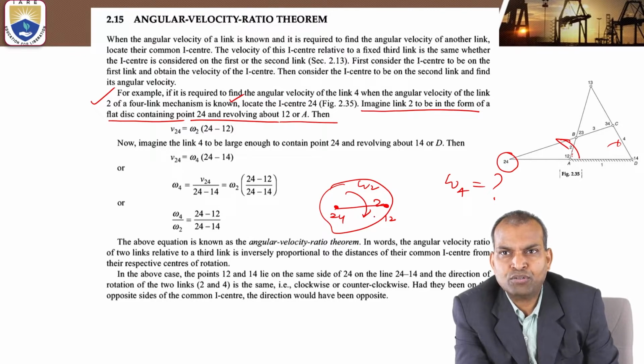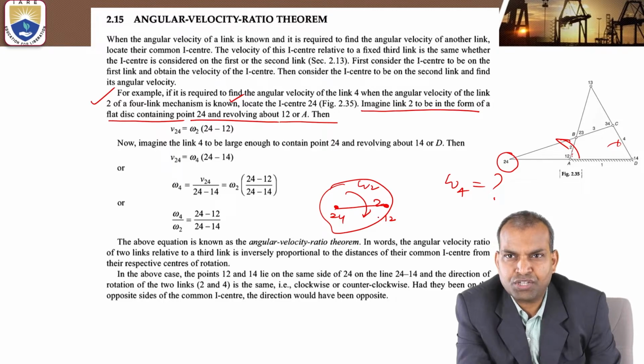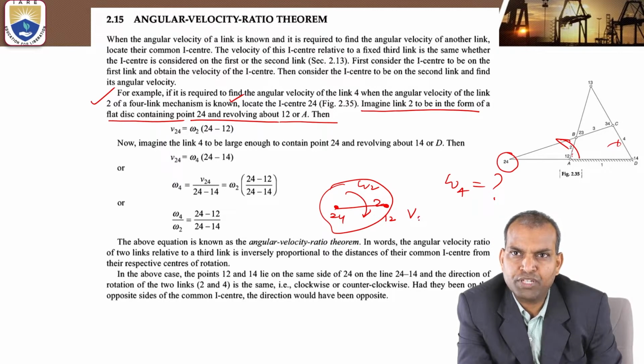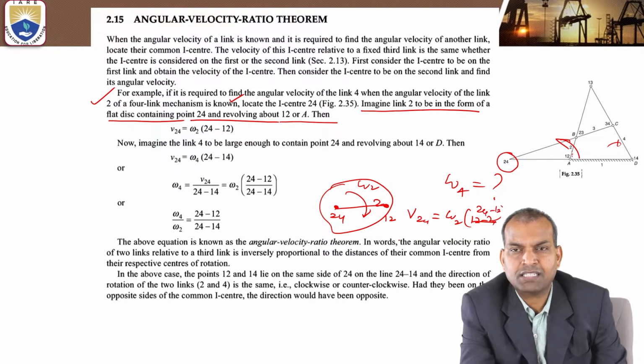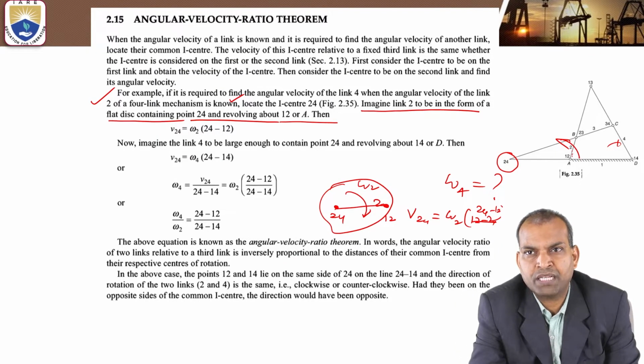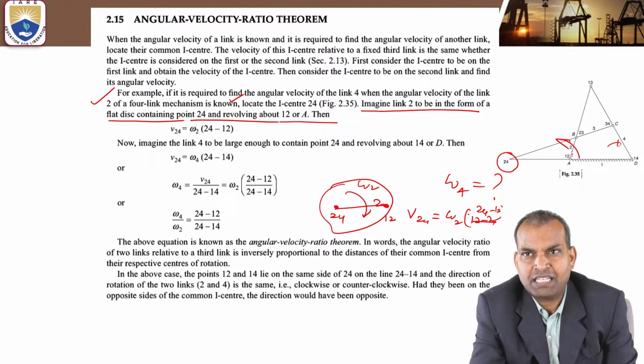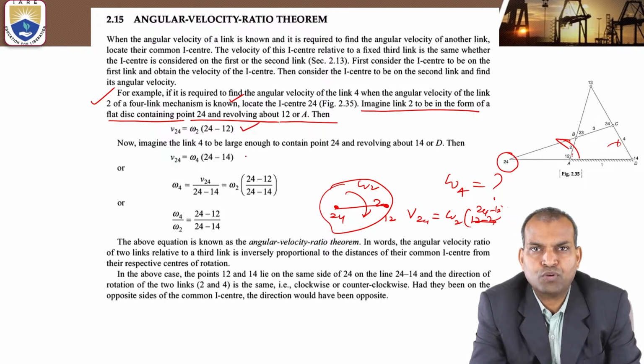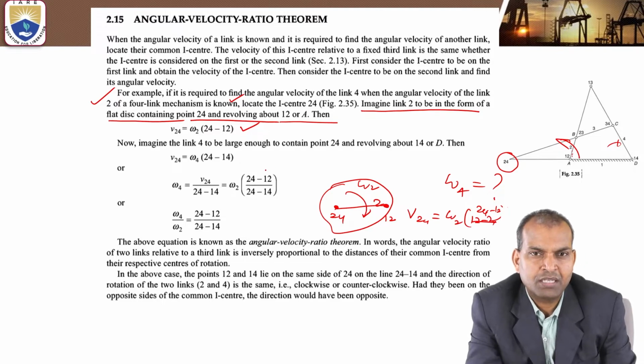So how to find out the velocity? The linear velocity V24 equals R omega, that is I12 to I24, or I24 to I12. That is the concept: linear velocity V equals R omega. What is R? The distance from the points. That is the instant center I24 to where it is rotating, I12. So V24 equals omega 2 times I24 to I12.